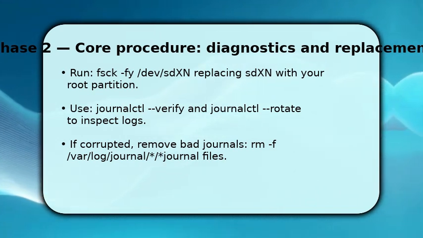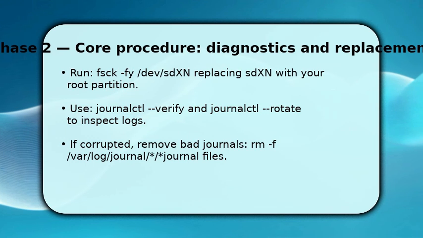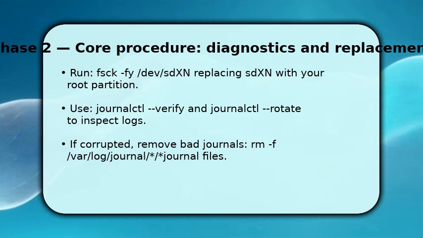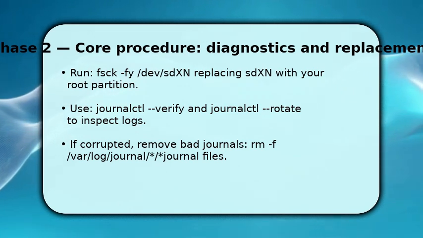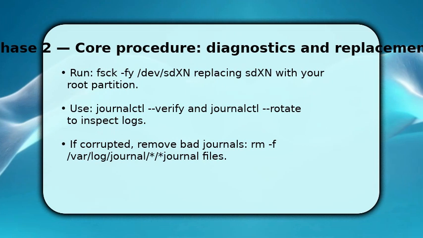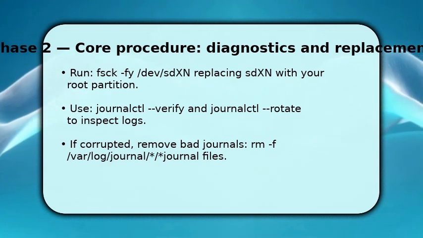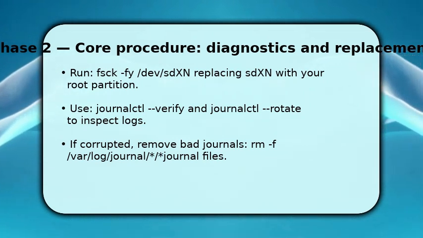Once fsck finishes, verify systemd journals with journalctl --verify, then run journalctl --rotate to rotate files. Rotation helps isolate corruption. If journalctl reports unrecoverable corruption, remove the offending journal files in /var/log/journal safely. This discards broken binary logs while preserving system logs that are intact. Make sure to keep a backup if possible.